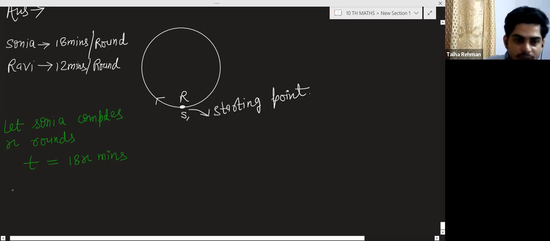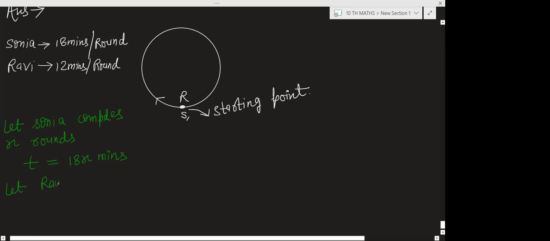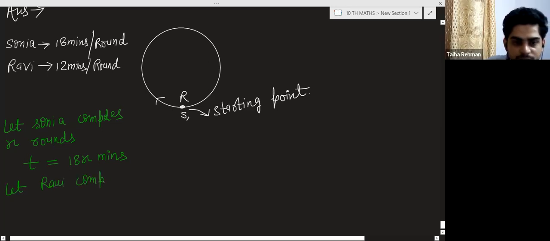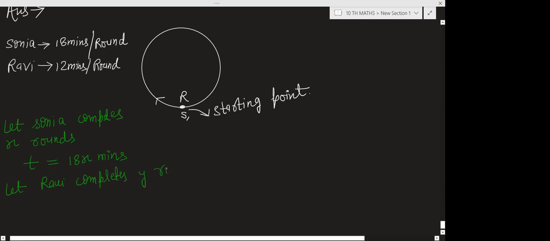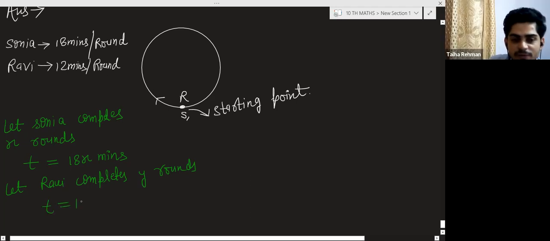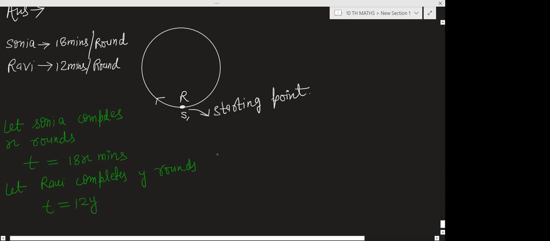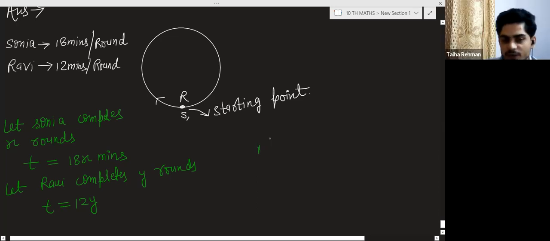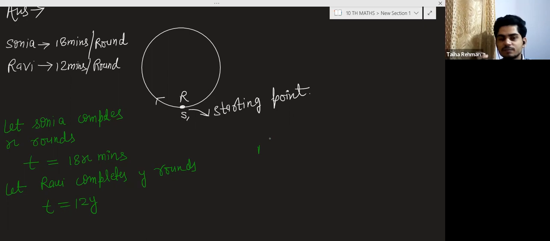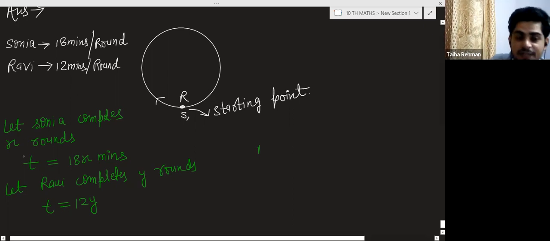And let Ravi complete Y rounds. It means after Y rounds, Ravi meets Sonia. So the time taken by Ravi will be 12Y. For completing one round, Ravi takes 12 minutes. For completing Y rounds, Ravi takes 12 into Y minutes. So both these times will be equal.